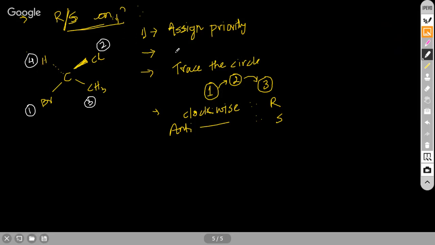That is the condition we have. The least priority group must be into the plane of the paper, right? So it is already there. If it is not there, then what we have to do, that also we'll see. Don't think about that now. What we have to do, we have to go first to third priority via second, right? Like this we have to go. So when you see, this circle is what? It is clockwise, correct? Clockwise configuration is R. So this compound has R configuration.